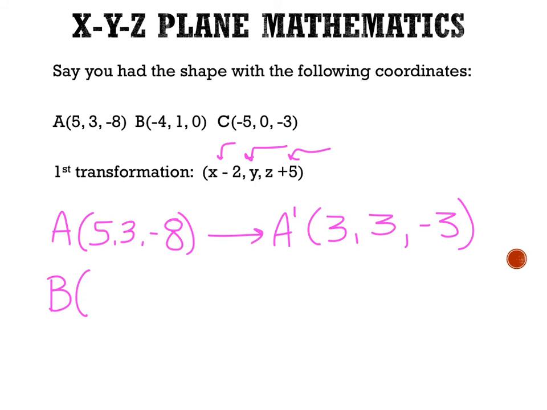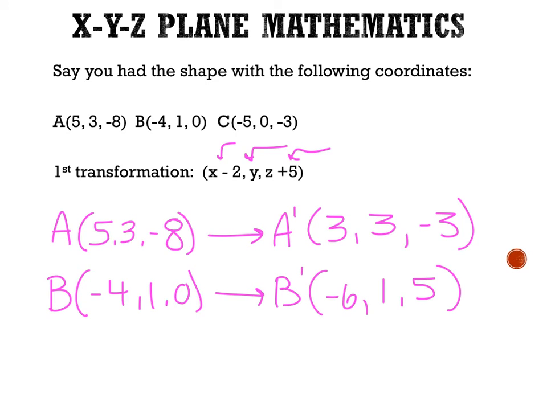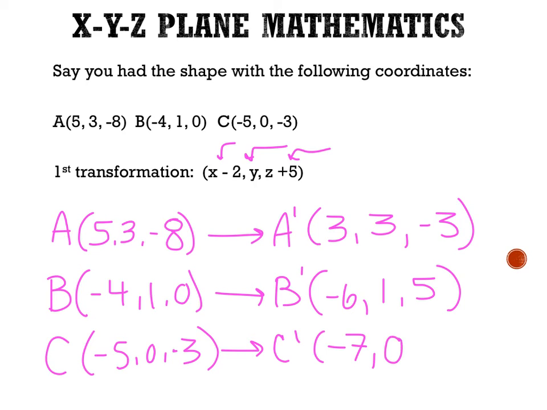Then from here, B, okay, this translation is the exact same translation, so I have negative 4, 1, 0. B prime, I subtract 2 from negative 4, which is negative 6. Y stays the same, and z is 0 and adds 5, so it becomes 5. And then C, we have negative 5, 0, negative 3. And then C prime, the point I'm translating to, I'm subtracting 2, so negative 7. 0, the y stays the same. And I add 5 to negative 3, which is 2.